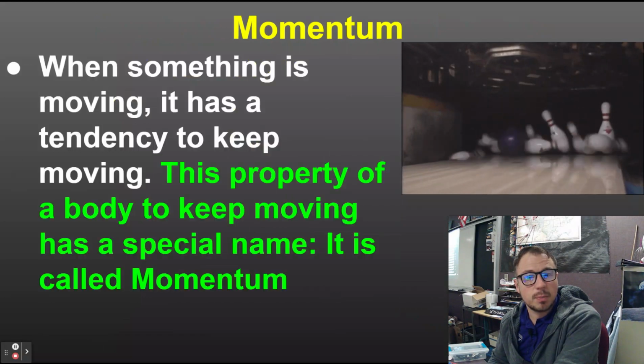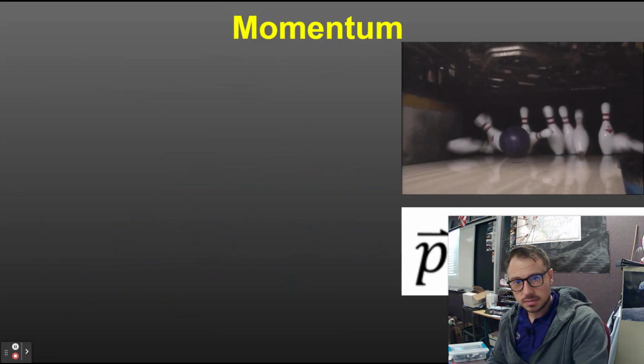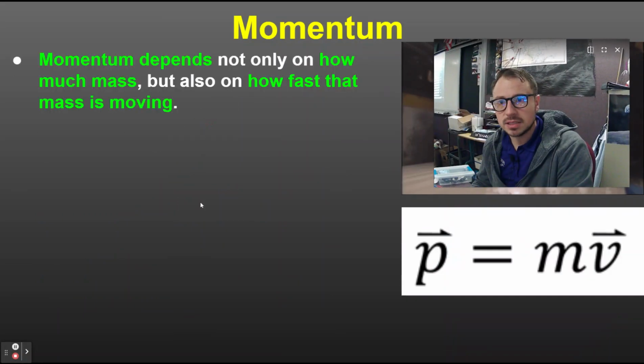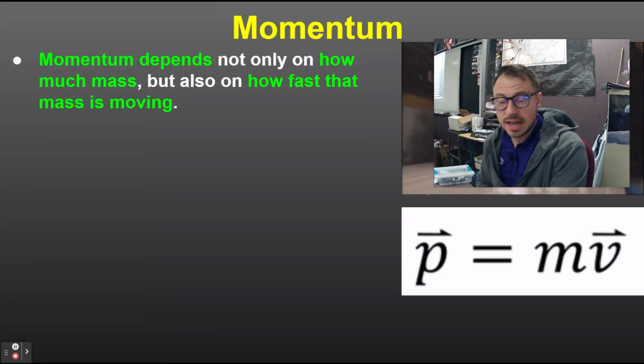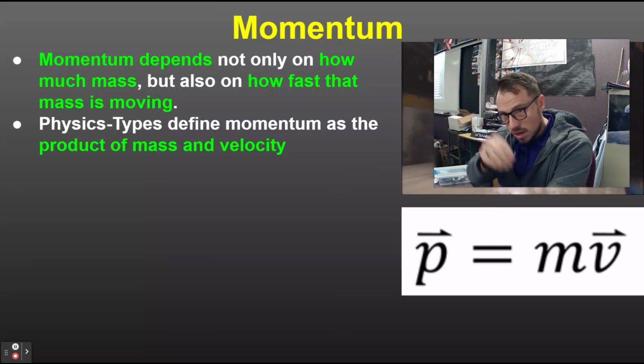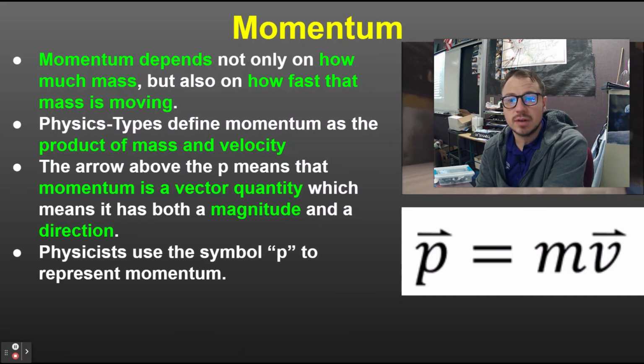Now, that property of a body to keep moving is called momentum. So if we're looking at momentum, it depends not only on how much mass an object has, but also how fast that mass is moving. So momentum is the product of mass and velocity. Momentum is a vector quantity, right? That arrow over that P means that it's a vector quantity, which means it has both magnitude and direction.